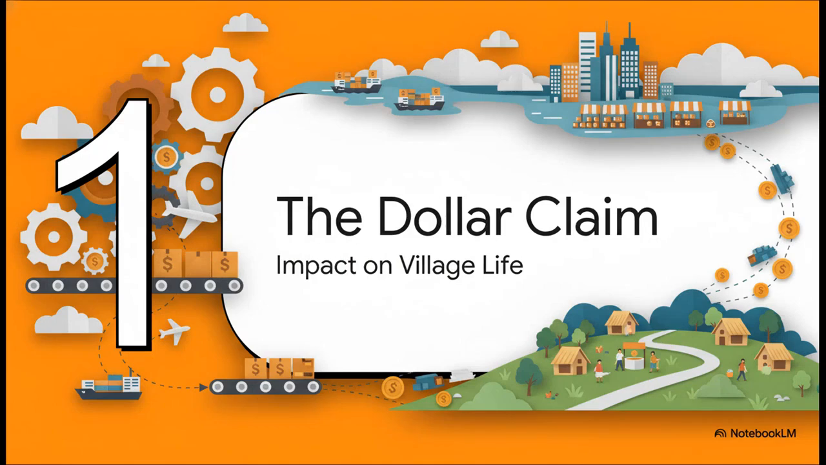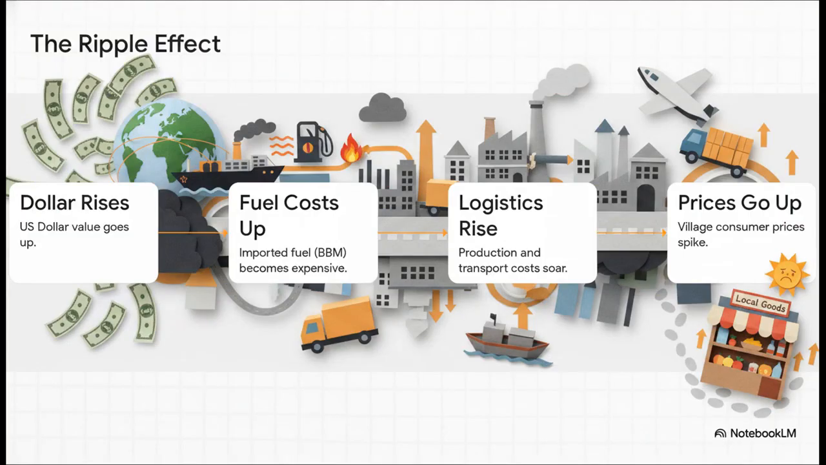All right, moving into part one, the dollar claim and village life. Let's look at the ripple effect from our shopkeeper's point of view. Because even if they never literally touch a dollar, they absolutely cannot escape its gravity. The Economist maps out this inescapable chain reaction. Step 1, the US dollar rises in value. Step 2, the cost of imported fuel, often referred to locally as BBM, immediately increases because that fuel is bought on the global market using dollars. Step 3, because fuel is now more expensive, the cost of producing goods and transporting them to these remote areas just shoots right up. And finally, step 4, those increased logistics and production costs are passed directly to the final consumer, so the price of everyday goods in our local village shop goes up.